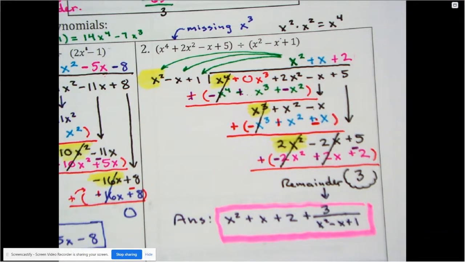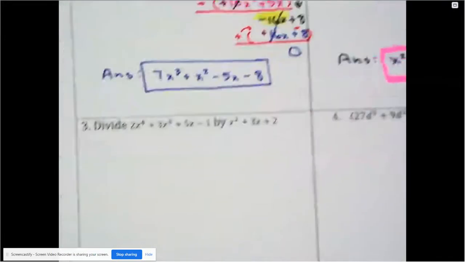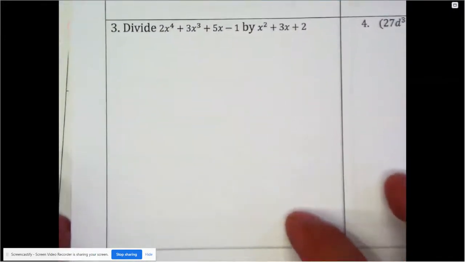Now we have a few more to practice here just to get you ready for this. Again, this is one of our newer concepts in Algebra 2. So let's keep it going. We just need you to get the hang of it. All right. So here's number 3.